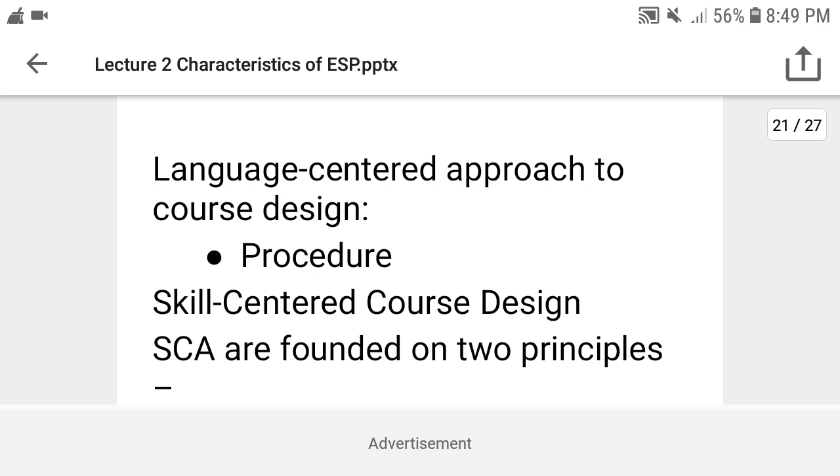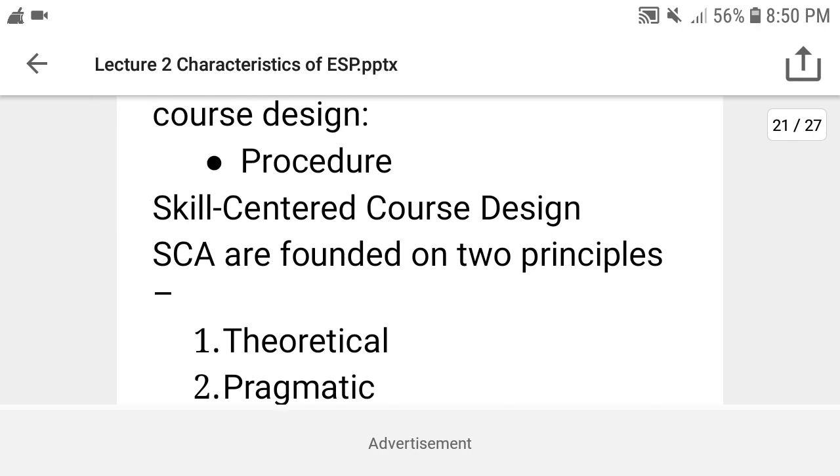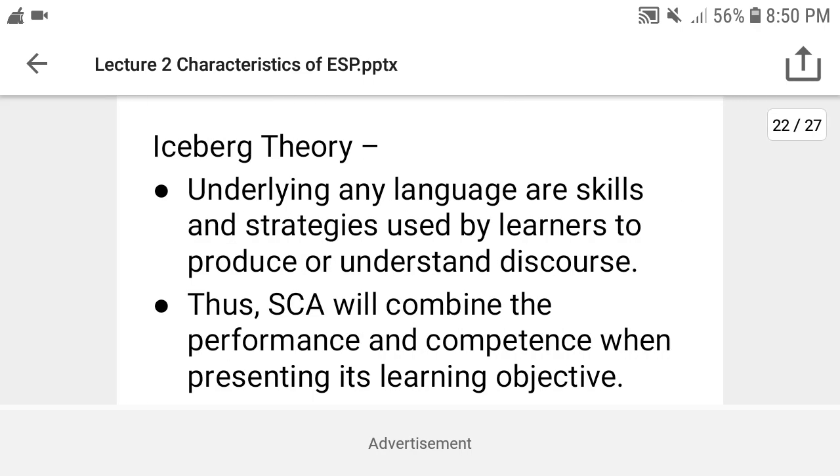Skill-centered course design. SCA are founded on two principles: theoretical and pragmatic. Iceberg theory. Underlying any language are skills and strategies used by learners to produce or understand discourse. Thus, SCA will combine the performance and competence when presenting its learning objective.